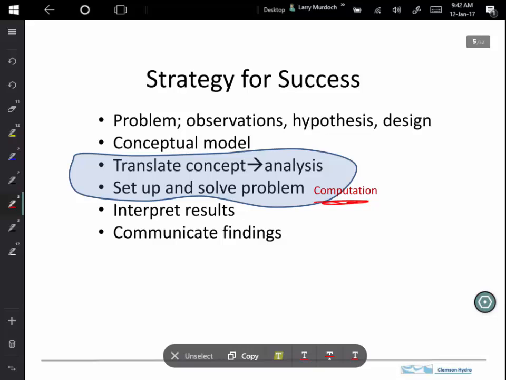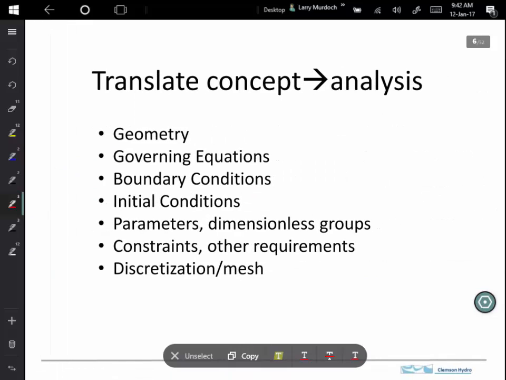So those will be a main focus, although we're certainly going to work on interpreting results and communicating. We're going to work on all of that kind of thing. Okay, so one of the key aspects of this is translating the concept to the analysis. So you have some kind of idea and you want to do a simulation of it. And so these are the things that we'll need to be looking at.